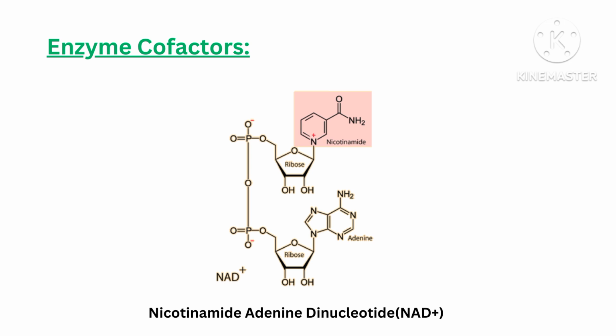4. Enzyme cofactors. Nucleotides form the core of several cofactors essential for enzymatic activity. NAD, nicotinamide adenine dinucleotide. NAD consists of: 1. Nicotinamide, the active redox site. 2. Adenosine monophosphate, AMP, a structural component. 3. Ribose sugars, which link the nicotinamide and adenine groups. NAD is involved in energy metabolism, redox reactions, cellular repair, and biosynthetic pathways.